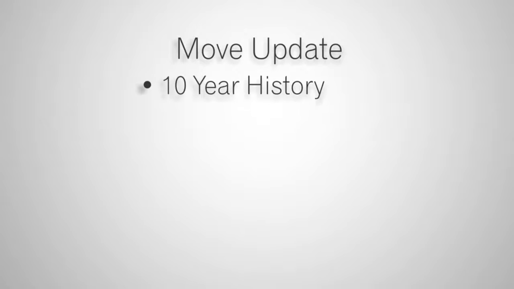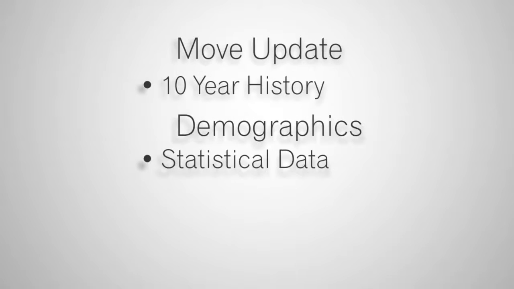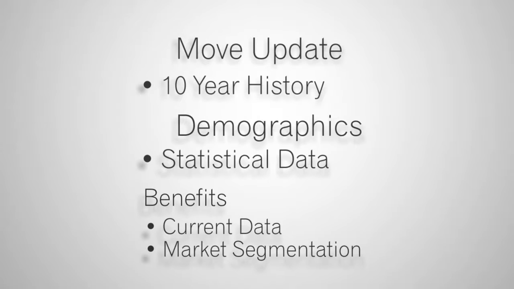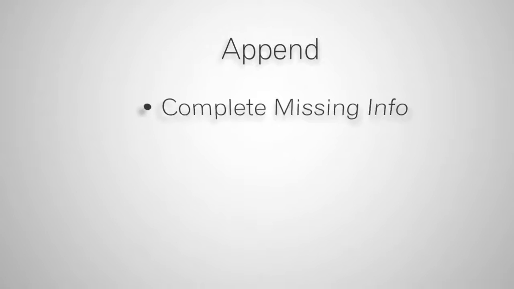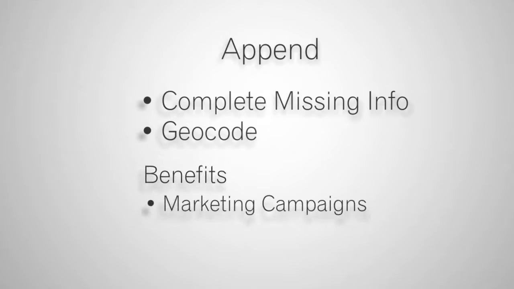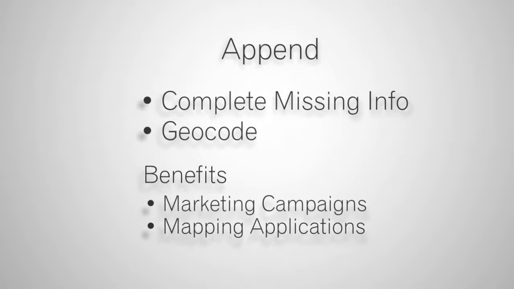Move Update can move records from up to a 10 years history. And Demographics provides you with statistical data on your contact records. This helps keep data current with latest address information and target customers with detailed market segmentation. Append completes contact record data with missing info like phone and email. It returns addresses' geocoded coordinates. This enables cross-channel marketing campaigns, empowers mapping applications, and enhances your decision-making.